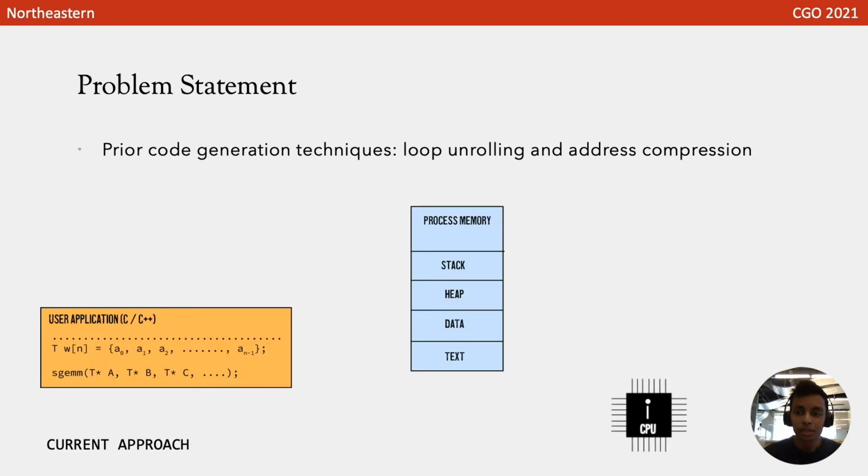So this brings us to our problem. Most of the existing code generation techniques use loop unrolling and address compression. In the x86 architecture, because of the variable length instructions, with just-in-time compilers, now you can perform address compression. So let's look at the current approach.